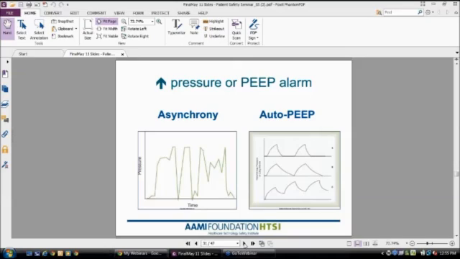So the patient gets a mandatory breath in, he exhales about halfway, and then another breath is given. He exhales about halfway of that, and another breath is given. And you can see where that baseline level has been increasing and increasing, and that's our auto PEEP.